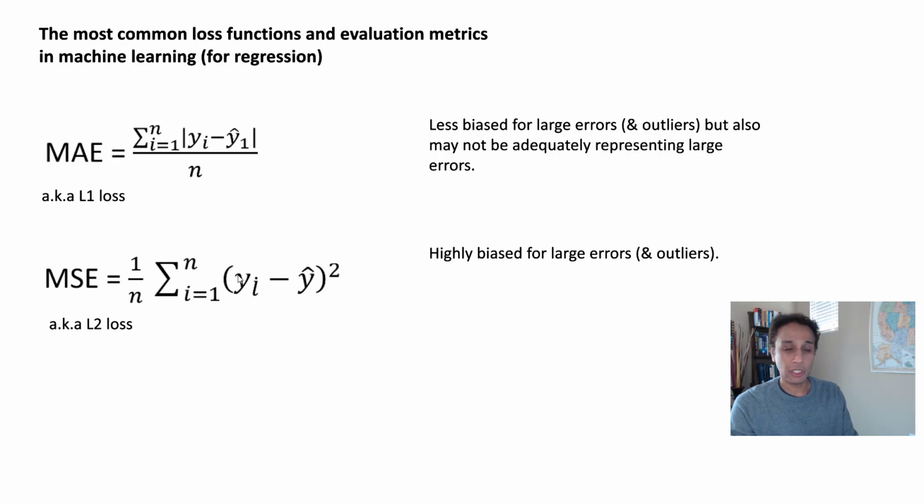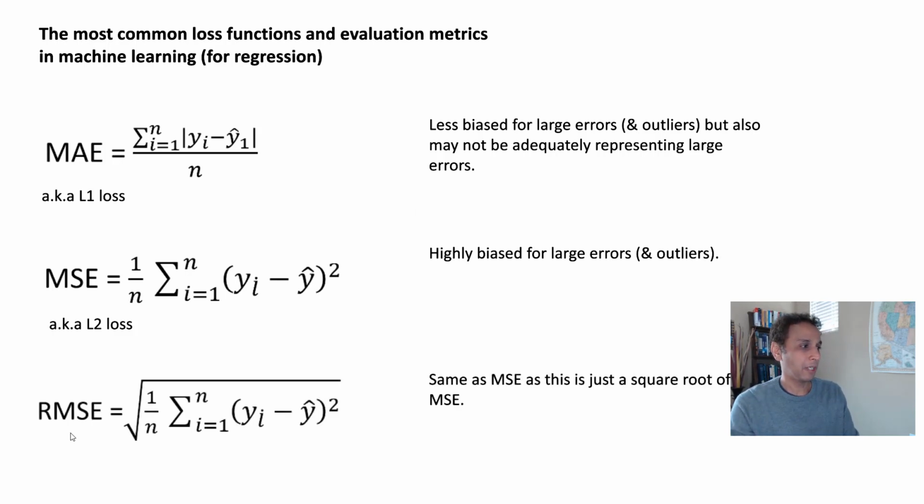Mean squared error, we just looked at the equation. It's y2 minus y1 whole squared, and add all of them and average it. And this is often referred to as L2 loss. So you have L1 loss and L2 loss. And this one is biased for large errors and outliers, meaning if you care about outliers, think about mean squared error. If you don't want to care about outliers, think about mean absolute error.